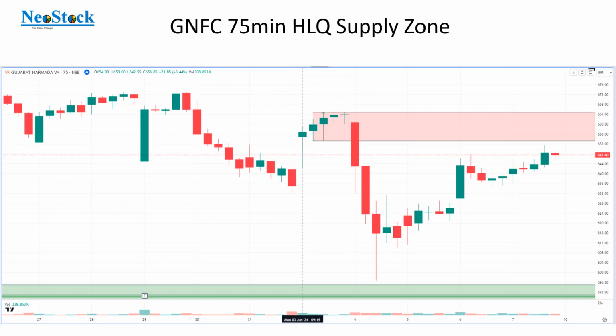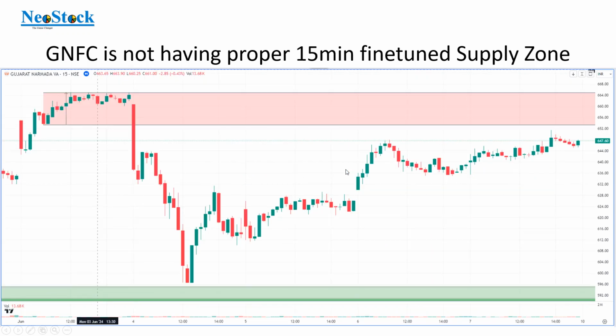Next one is GNFC. This is a 75 minutes high liquidity supply zone. So this is a rally candle with a hidden body, 4 base candles and a drop candle. And look into the 15 minute structure. It's not at all good. All base candles, 1, 2, 3, 4, 5, 6, 7. Maybe even if you consider this as a leg candle.